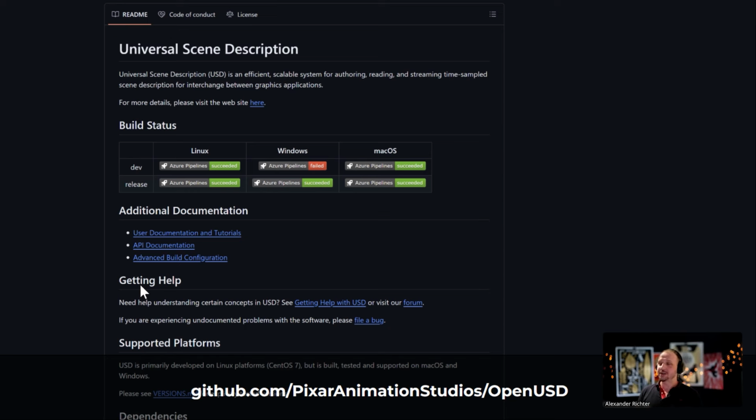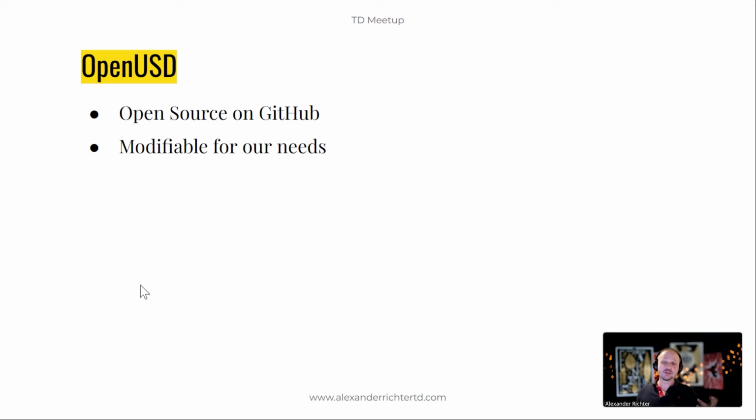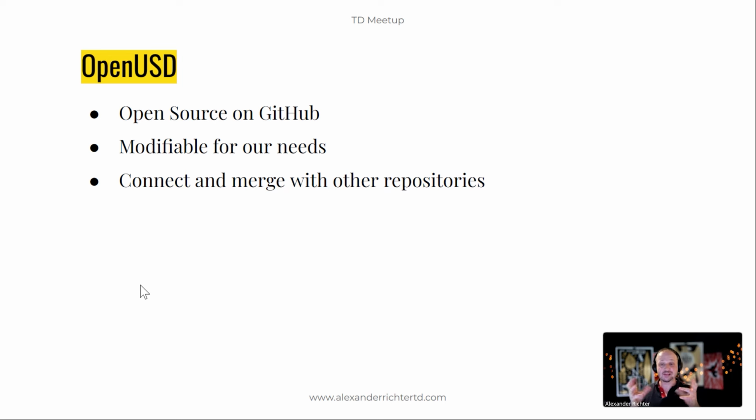And last but not least, for my part at least, USD is OpenUSD, which means it's an open source project on GitHub. You can literally download it today and you can modify it even. If you have the experience in programming, you can modify it and you can connect and merge with other repositories if there's a different version of USD that maybe has some tweaks that you like, or you can create your own version where you tweak it to some degree that is necessary for your own production. And that way you can also contribute to the progress of USD, not only in your company, but even worldwide, and add to the standards. For example, you can integrate it into a software that doesn't support it at the moment. So that would be a way to open up this format for everyone.